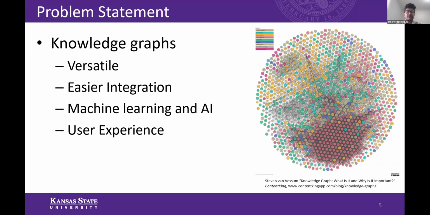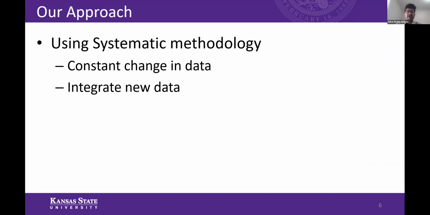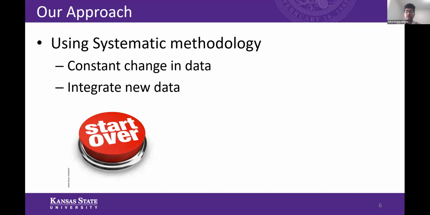For user experience, knowledge graphs can provide a wide range of information on a concept, which can reduce the number of clicks and time required to find the matching content. To create a knowledge graph, it is really important to follow systematic methodologies because there is constant change in data and there will be new data to integrate in your knowledge graph. If we do not follow a systematic methodology, then we may need to repeat the same work or even start from the beginning to add new data.